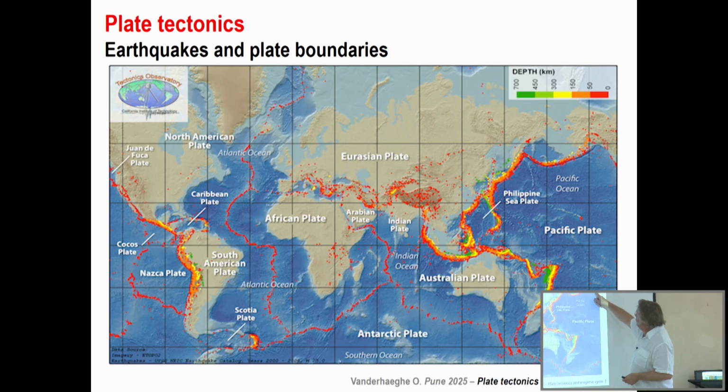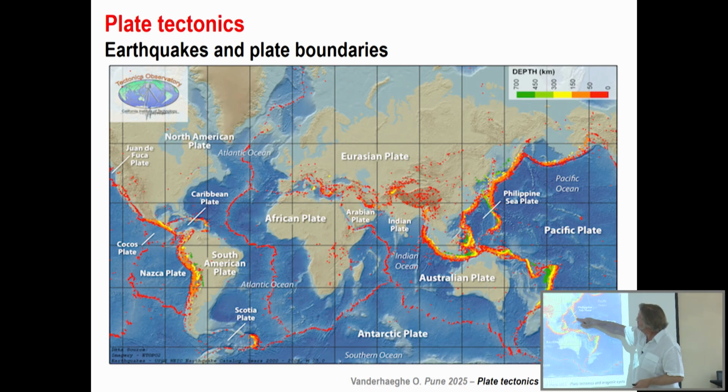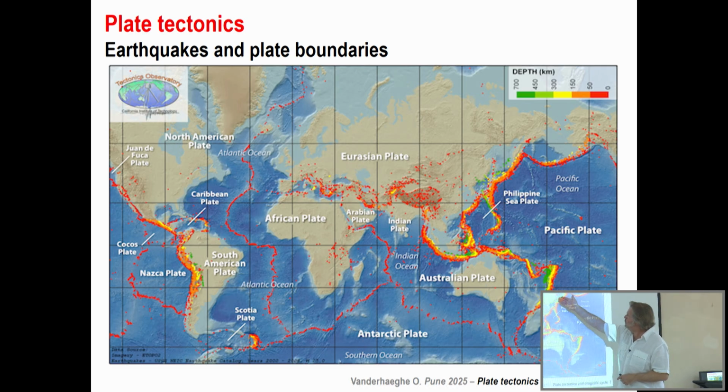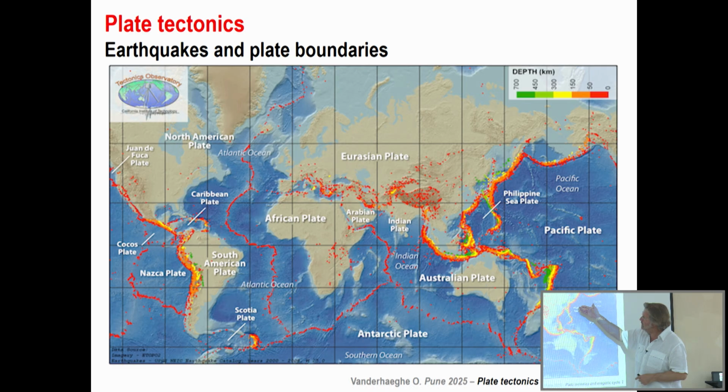And then if you go along the Pacific, what do you identify? Colors are changing. Red, orange, yellow, green. What does this mean? Subduction. Subduction, and you can identify the polarity. It's deeper towards the west here, so the plate is plunging towards the west.